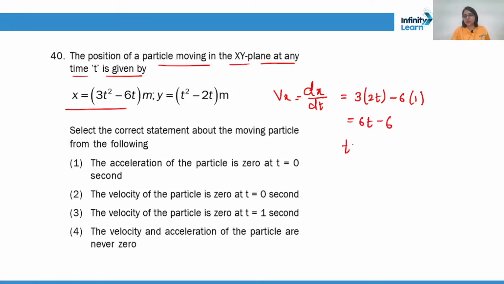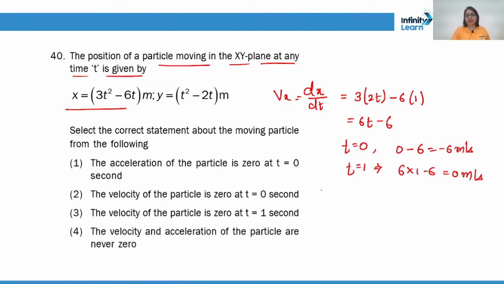At t = 0, it is 0 minus 6, which is minus 6 meters per second. At t = 1, if you put t = 1, it is 6 into 1 minus 6, which is 0 meters per second. So along the x-axis, the velocity will become 0 at t = 1.